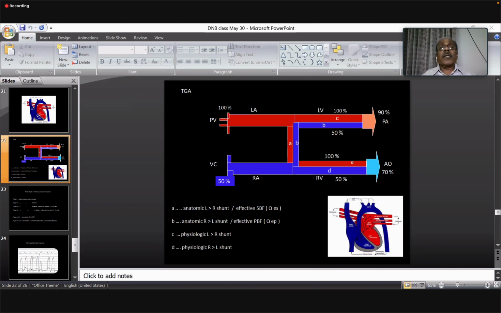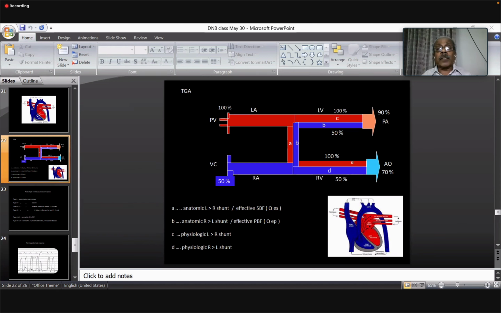Then, so what is happening is the oxygenated blood on the left side crosses to the right side. So that is the anatomical left-right shunt. But that is oxygenated blood going to the aorta. That is the effective systemic blood flow, QES. Now, this remaining blood, which is going to the pulmonary circuit, is recirculating. That is, from the left heart, it is going to the pulmonary artery, means physiological left-right shunt.